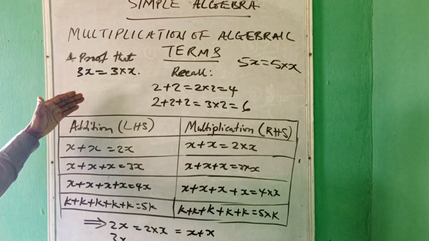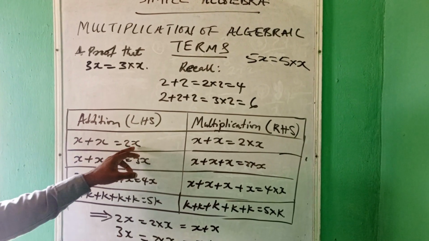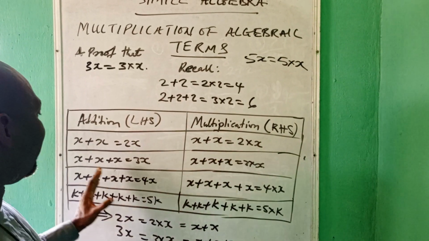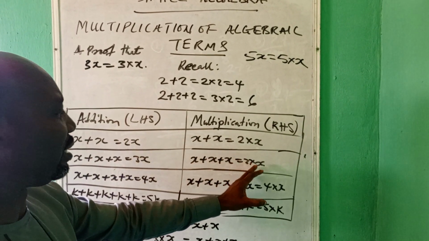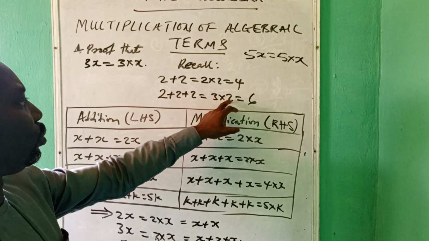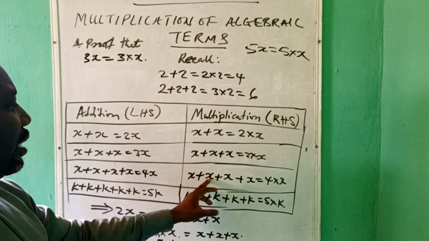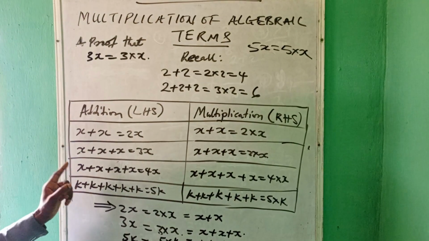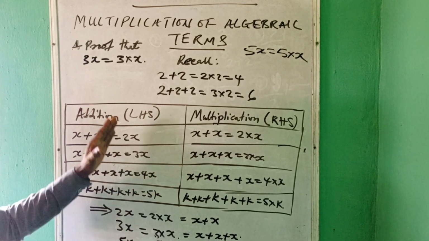Now, look at this addition relationship. We have x plus x is equal to 2x, and x plus x is equal to 2 times x. x plus x plus x is equal to 3x, and x plus x plus x is equal to 3 times x. Remember that 2 plus 2 plus 2 is equal to 3 times 2, and 2 plus 2 is equal to 2 times 2. The same thing here: x plus x plus x plus x is equal to 4 times x. And in our addition of algebraic terms, you will recall that x plus x plus x plus x is equal to 4x.